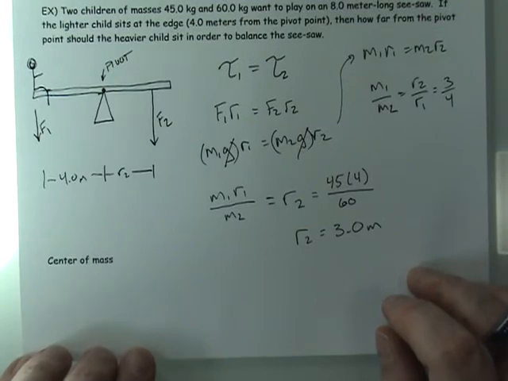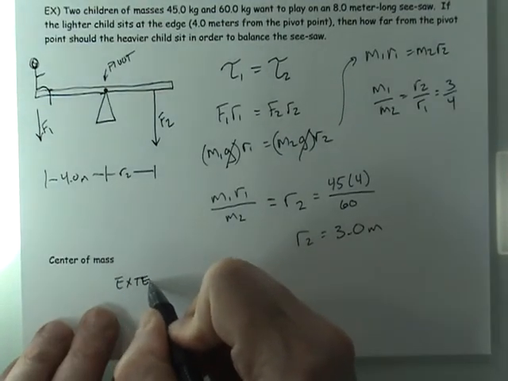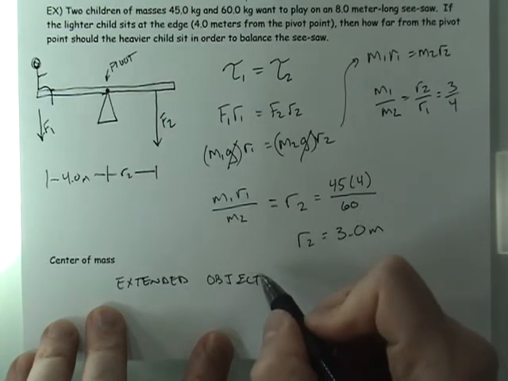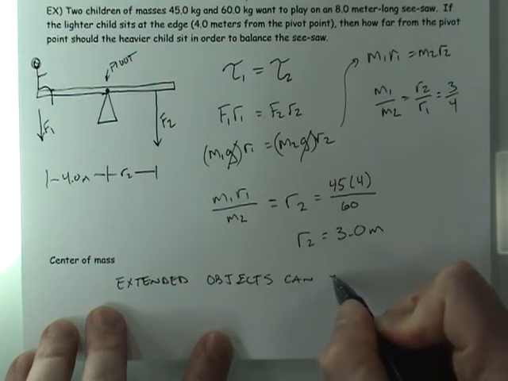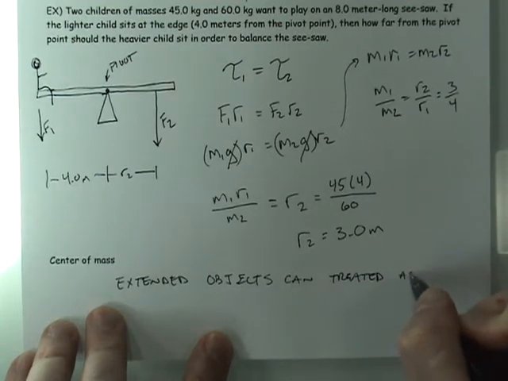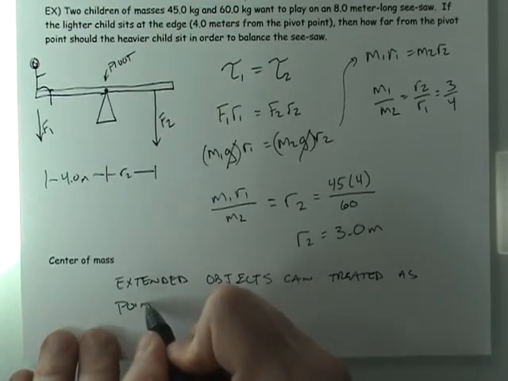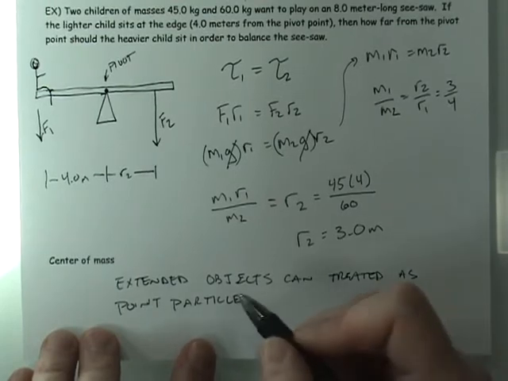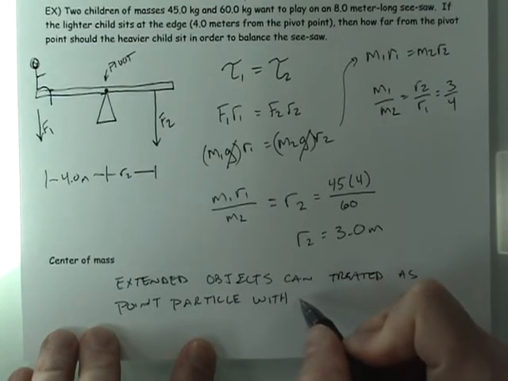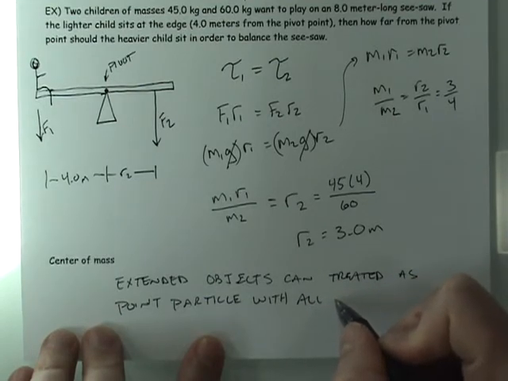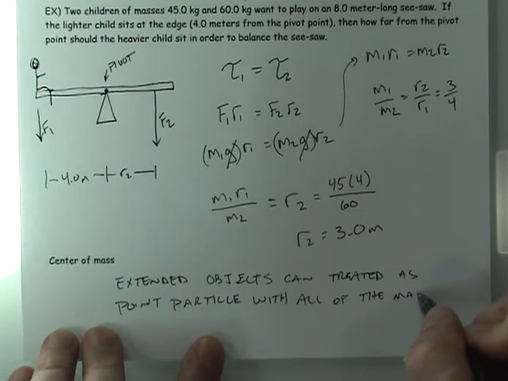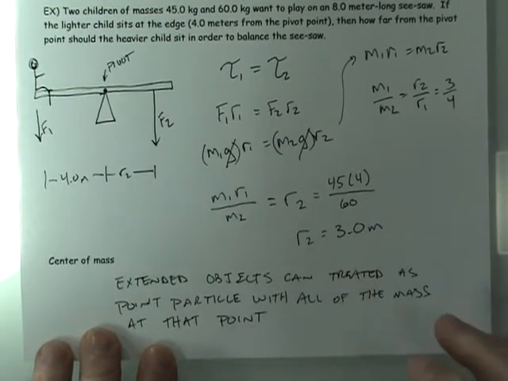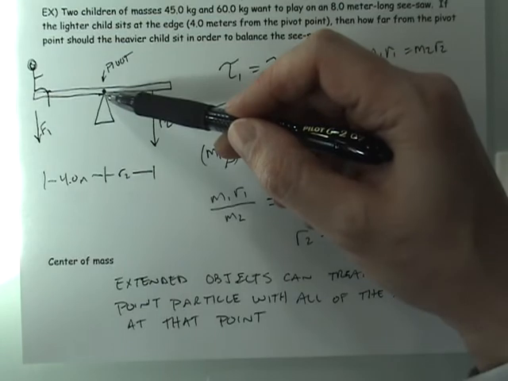I don't want to spend a lot of time talking about it, but ultimately extended objects, like, for example, the 2 people in the last problem, can be treated as point particles. That is to say that all of their mass is located at the distance of their lever arm. What it means to be a point particle is to have all of the mass at that point.